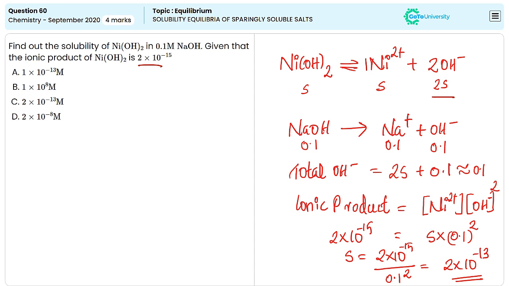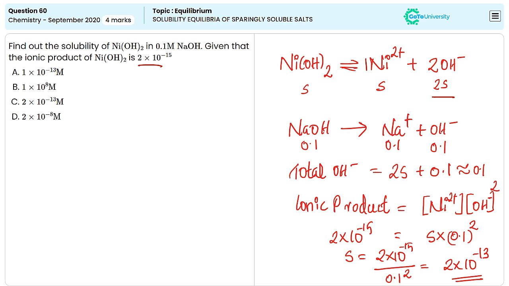Now we can substitute the value for the ionic product, 2 into 10 raised to minus 15, and the solubility of Ni2+ ion is taken as S and the concentration of OH minus is taken as 0.1. Now we can find the solubility of Ni2+ ion, that is equal to 2 into 10 raised to minus 15 divided by 0.1 squared. And the final answer for the solubility of Ni2+ ion is 2 into 10 raised to minus 13.